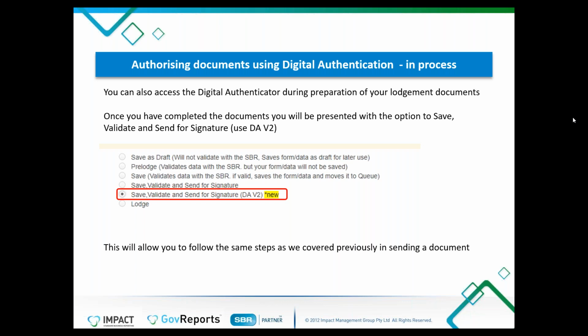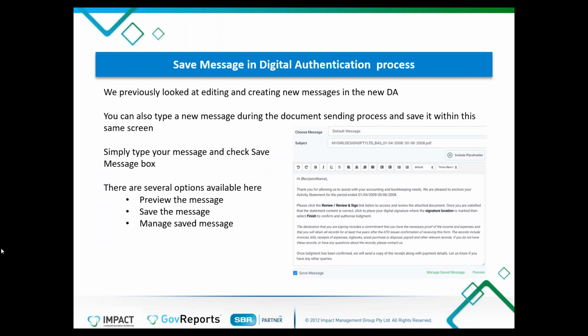So if you choose the one above it, the save, validate and send for signature, that will bring up digital authentication version 1, the old version. We will choose version 2. And this is going to allow you to follow the same steps as we did previously in sending a document. So we're just doing it from within the BAS or the IAS or whatever we're doing. So the screens are going to look the same.